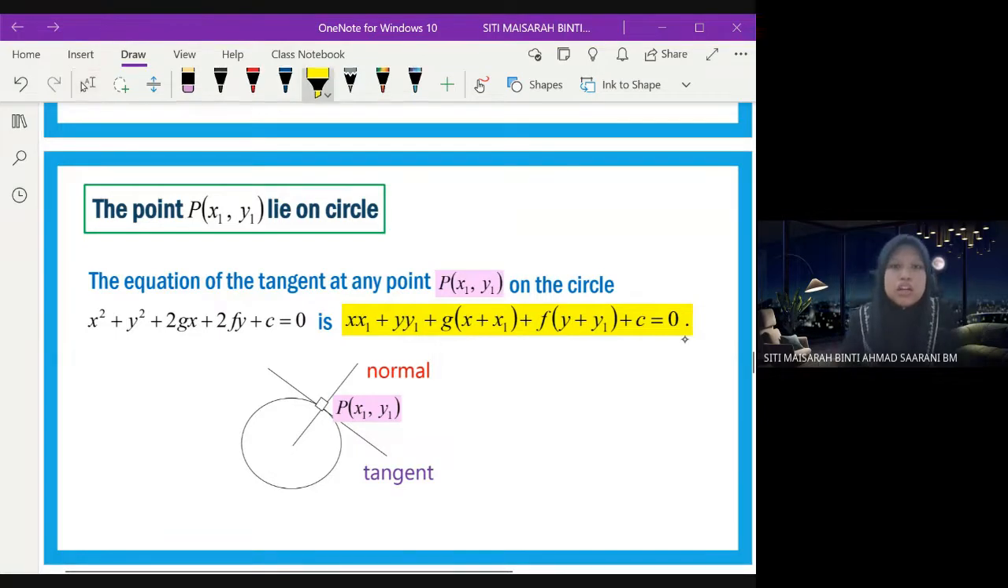Maksudnya kat sini, yang equation ni akan tinggal in term of X dengan Y. Kalau ikutkan equation of tangent, dia adalah equation of straight line, which is Y is equal to MX plus C. So dia akan jadi Y in term of X lah, ataupun terbaliklah X in term of Y. Biasanya Y in term of X. So jadi kat sini awak kena substitute pada X1, Y1, G, F and C. Yang tu yang awak kena substitute dalam equation tangent ni. Ini pun Mida tak sure. Mida rasa dia bagi dalam exam.